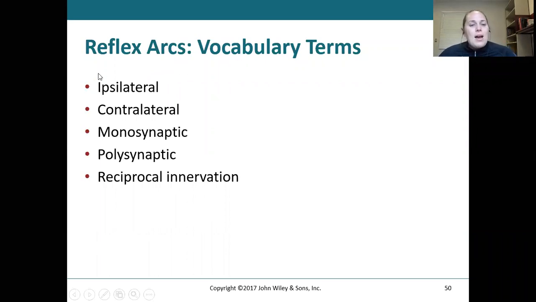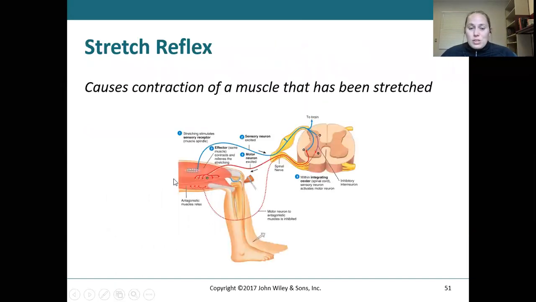Okay, so reflex arcs, vocabulary terms. You can have ipsilateral, contralateral, monosynaptic, polysynaptic, or reciprocal innervation. We'll talk about each one of these in the following slides. Really quickly, ipsilateral and contralateral talk about the sides of the effects of those reflexes. Monosynaptic and polysynaptic mean the number of synapses required for this reflex to take place. And reciprocal innervation is the innervation of other nerves into the process.